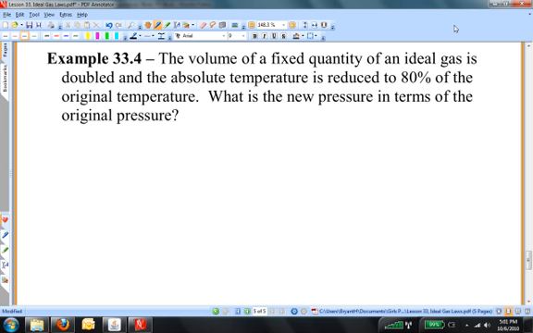Last example. Example 33.4. The volume of a fixed quantity of an ideal gas is doubled, and the absolute temperature is reduced to 80% of the original temperature. What is the new pressure in terms of the original pressure? This looks kind of intimidating because I don't have specific numbers, but I can still solve the problem.